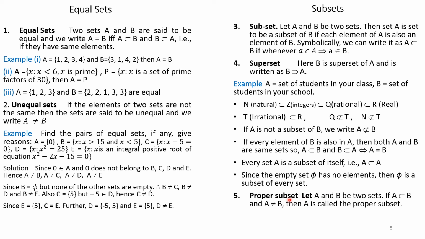Proper subset. Let A and B be two sets. If A is a subset of B and A is not equal to B, then A is called a proper subset. Hence, there are two conditions for a proper subset. The first condition is A should be a subset of B and A should not be equal to B. Then A is called proper. Otherwise, it is called an improper subset. Singleton set. If a set has only one element, we call it a singleton set. Example: within brackets {a}, only one element is there, a. So it is called a single element set.